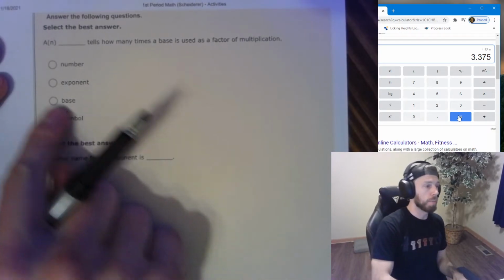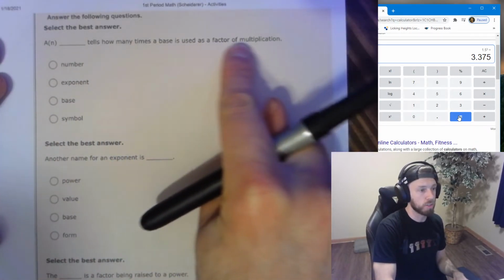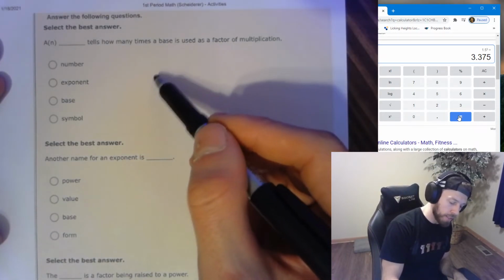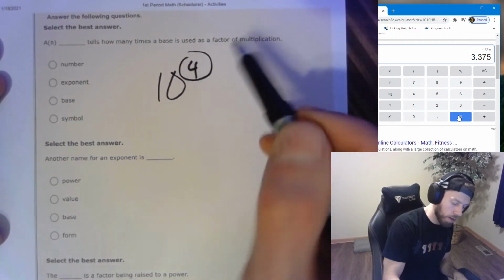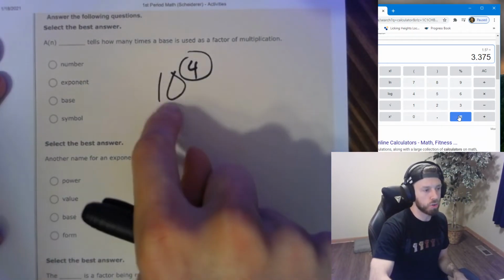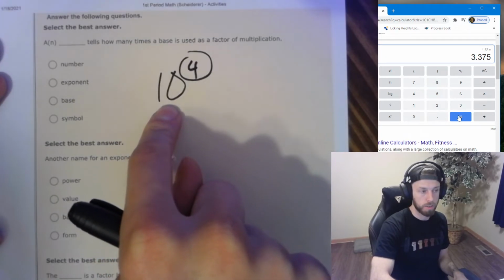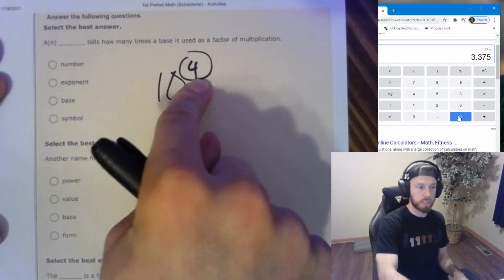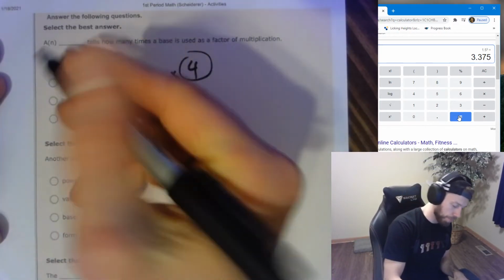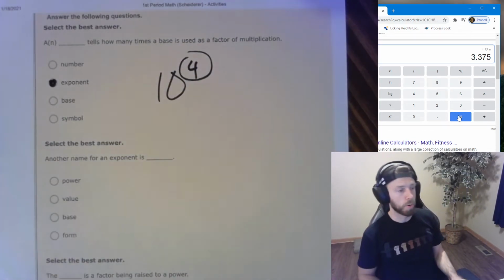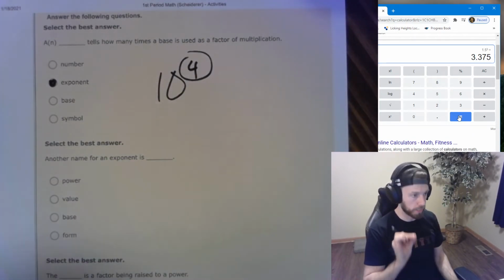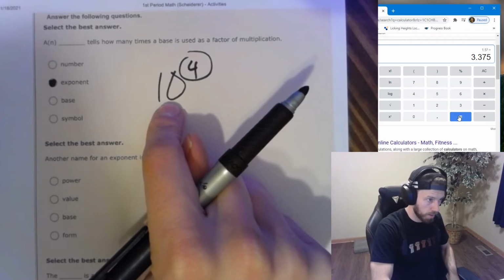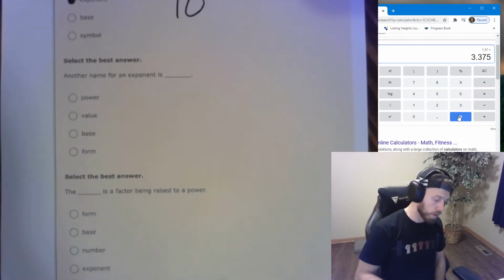Number 1 on your assignment today says a blank tells how many times a base is used as a factor of multiplication. That's asking what this number up here is. This is the number that tells you how many times you use the base, right? So 10 to the fourth power would be 10 times 10 times 10 times 10. That little number right there is what it's asking us about. That right there is called an exponent. That little number at the top is called the exponent. And that tells us how many times we use the base as a factor.